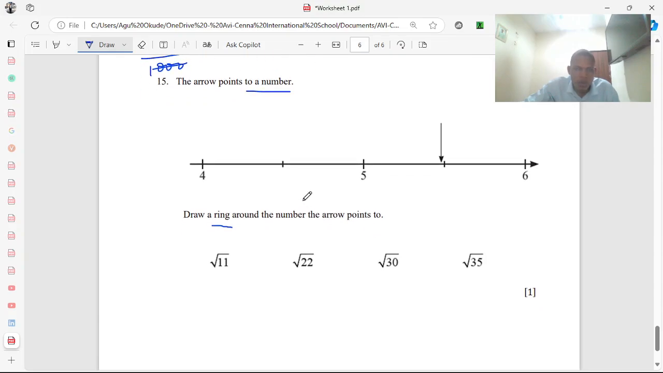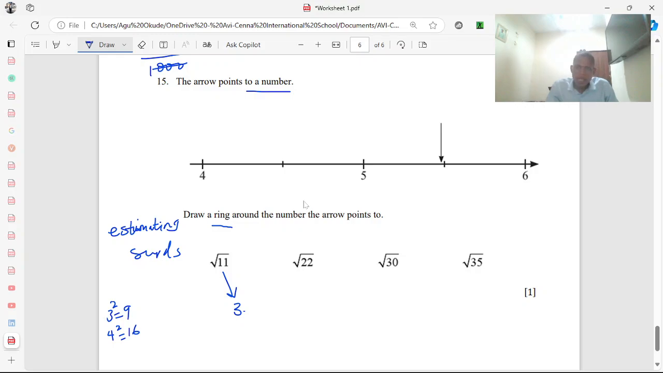So now what I'm going to do here is that this is called estimating square root. Okay, this is called estimating square root. So now obviously if I take the square root of 11, what I'm going to get should be 3 point something, because 3 squared is 9, right? And 4 squared is 16. So square root of 11 should be 3 point something.